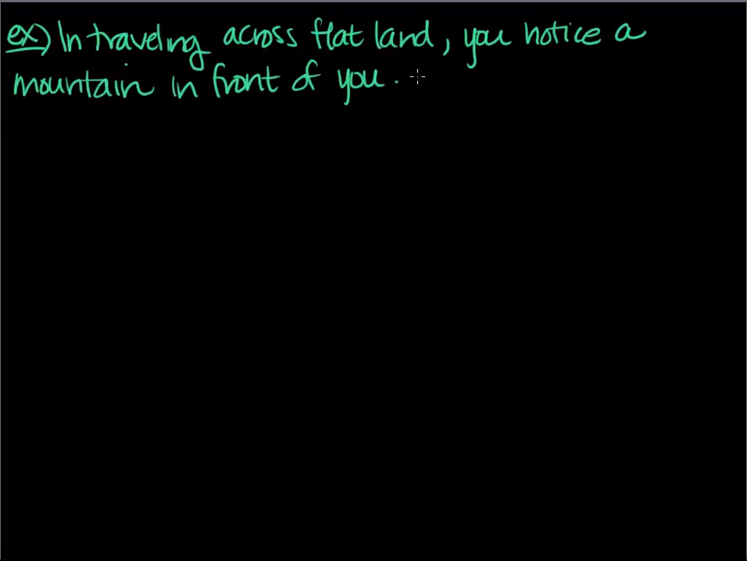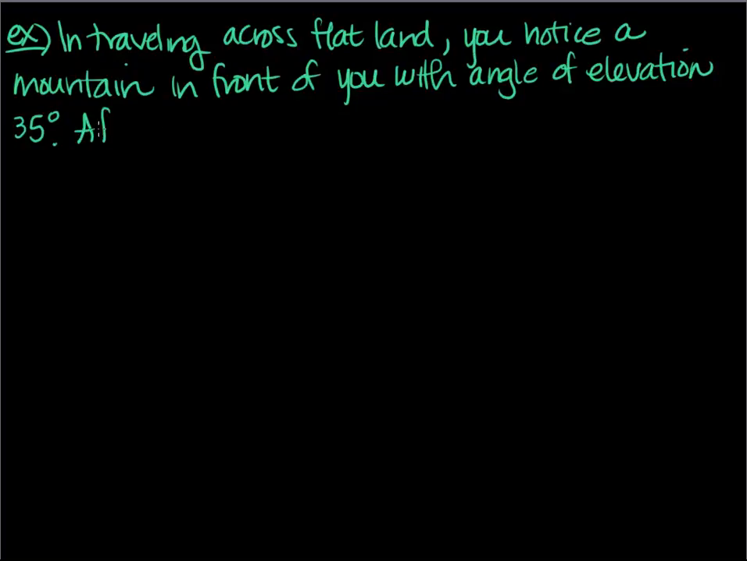So it's in front of you with angle of elevation. Because really, who doesn't drive around with a protractor in your car? So of course you're going to stop and figure out the angle of elevation to the mountain that is in front of you. Anyway, traveling across flat land, you notice a mountain in front of you with angle of elevation 35 degrees. After driving 13 miles closer, so you're driving toward the mountain, which is kind of important, and I'll let you know why.